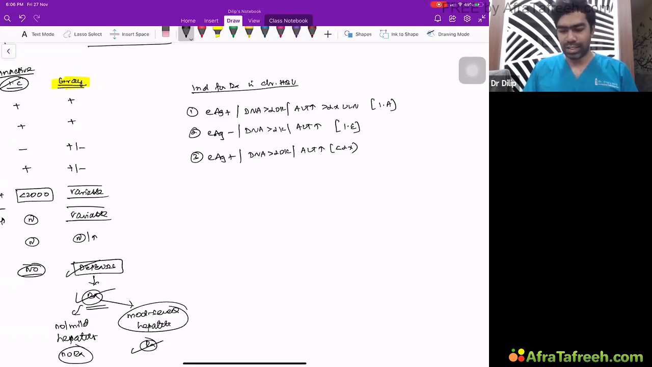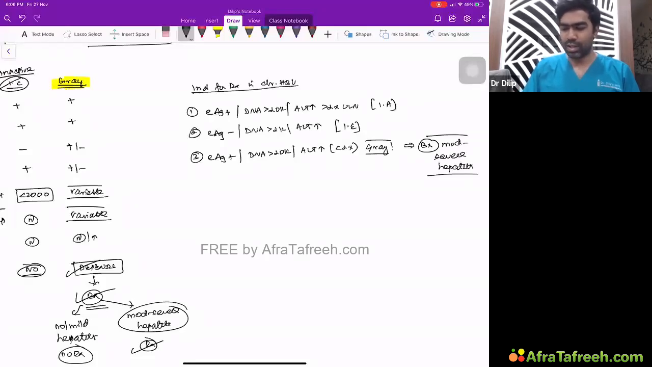So this is a gray zone. This is a gray area. So whether to treat or not depends on the biopsy. If the biopsy shows moderate to severe hepatitis, then you can treat. So this becomes an indication for treatment.